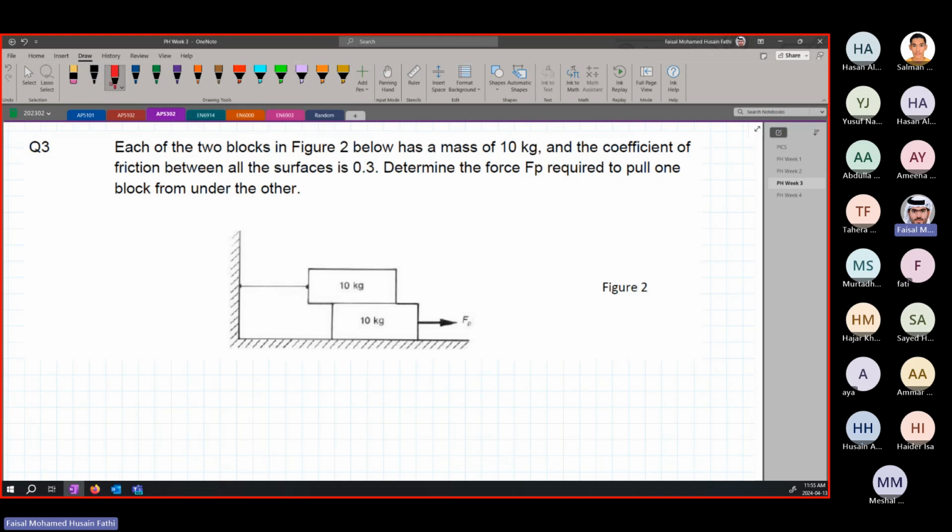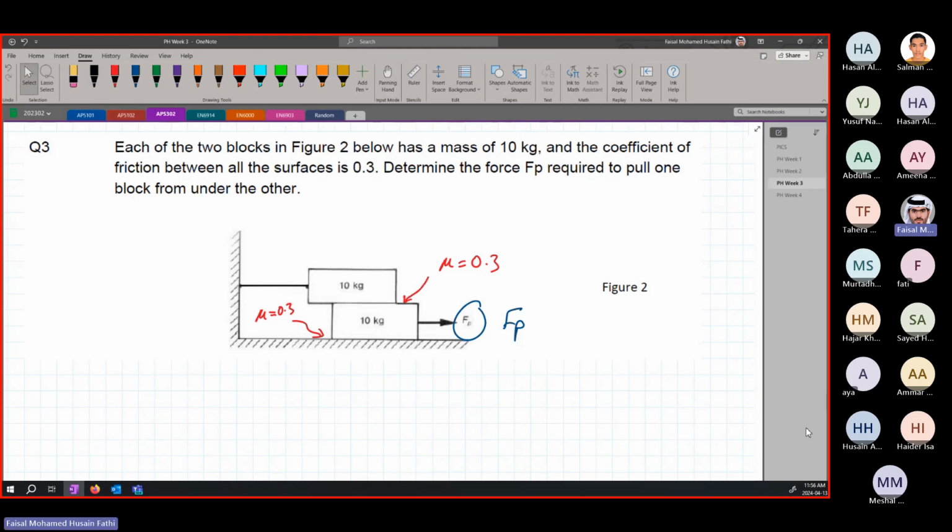What does that mean? First we have this surface, which is the top of the cube. This surface has mu of 0.3. And this surface, which is the floor, the coefficient of static friction, or just the coefficient of friction, is also 0.3. Determine the force Fp required to pull the block from under the other. If you notice, there's a wire over here that is holding the top block. So the top block is not going to move, but the bottom block is going to move to the right once we have enough force P.